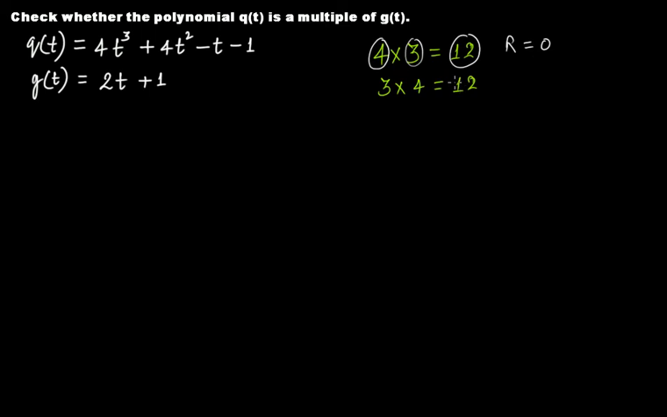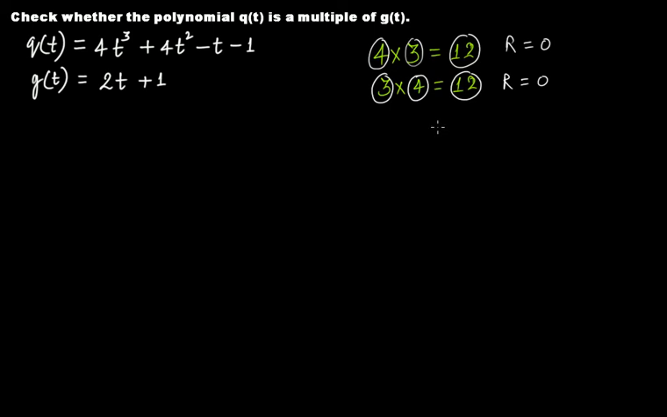In the same way, 3 multiplied by 4 is equal to 12. It means that when you divide 12 by 3, you get quotient 4 and your remainder is 0. It means that 12 is completely divisible by 3. So we say that 12 is a multiple of 4 and 12 is a multiple of 3 in these two examples.